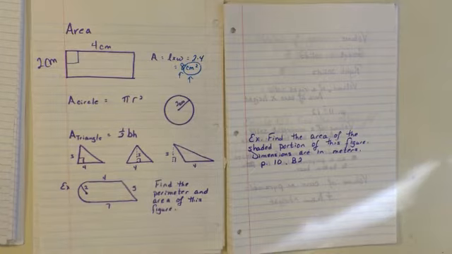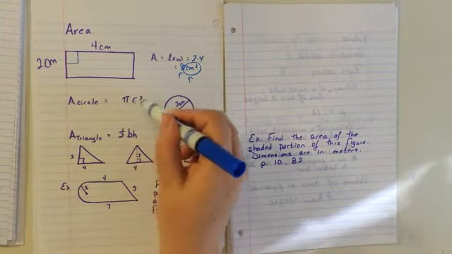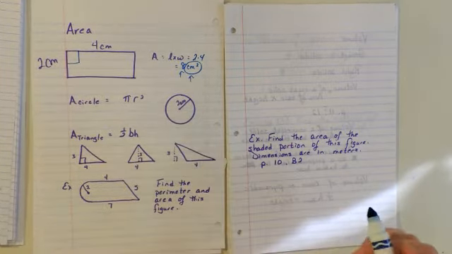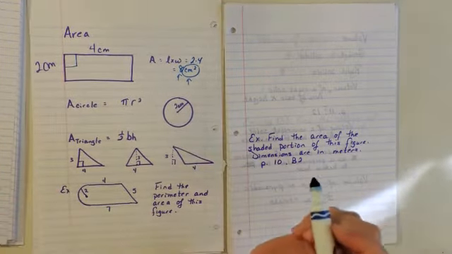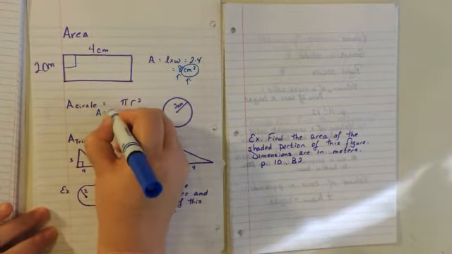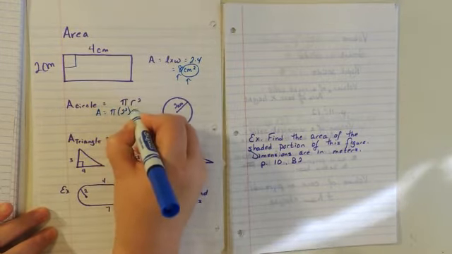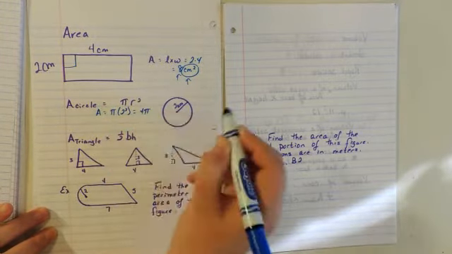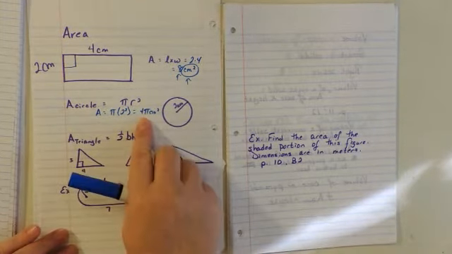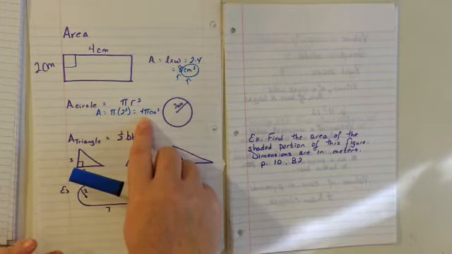The area of a circle is pi times the radius squared. So here we have a circle and the radius is 2 centimeters. So the area is going to be pi times 2 squared, which equals 4 pi centimeters squared. Once again, you can leave this in terms of pi. You do not need to pull it out into a decimal.